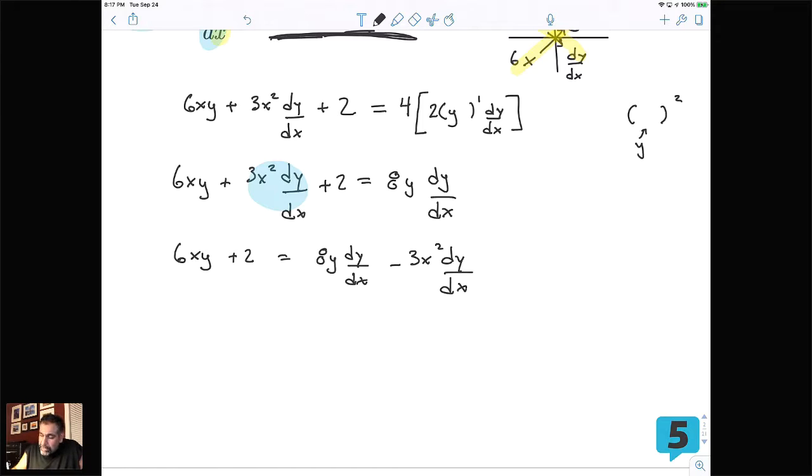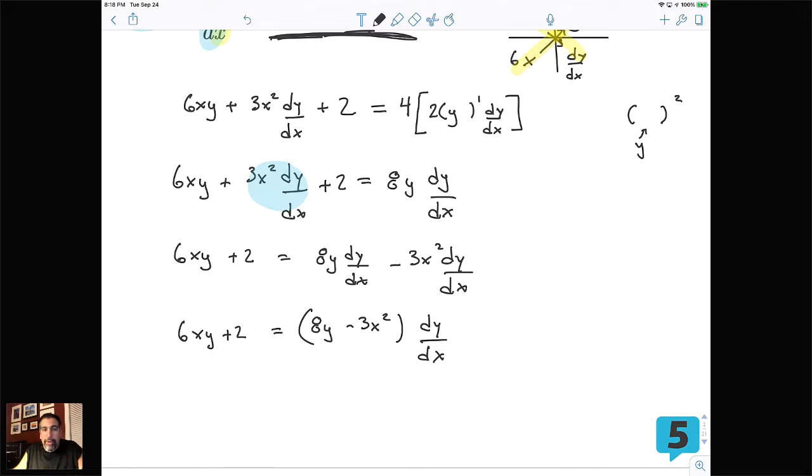So this one takes a little bit, but eventually someone says, well, if I want to get the dy over dx away from everything else, how about I just factor it out? How about I treat it like a common factor, and I pull it out, and I leave that 8y minus 3x squared on the inside. On the other side, we haven't touched it. It's still 6xy plus 2. And now what we've got is that dy over dx factored out.